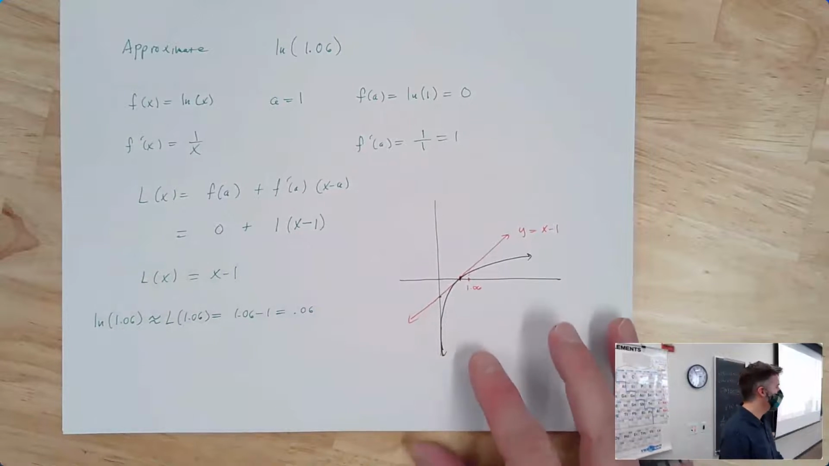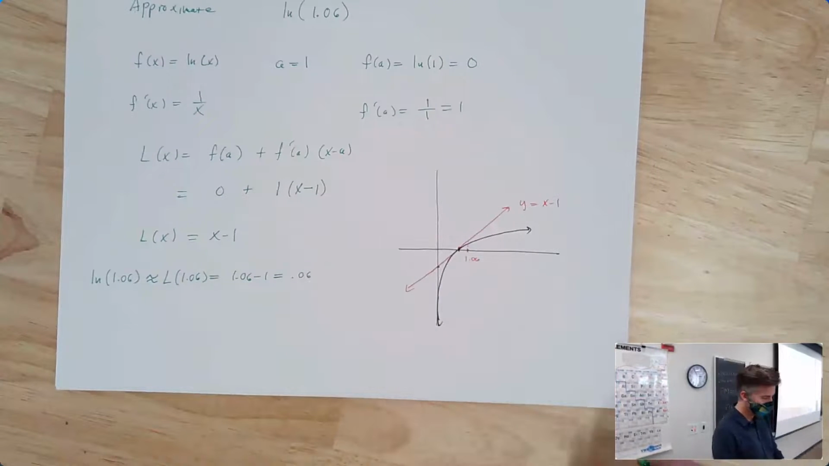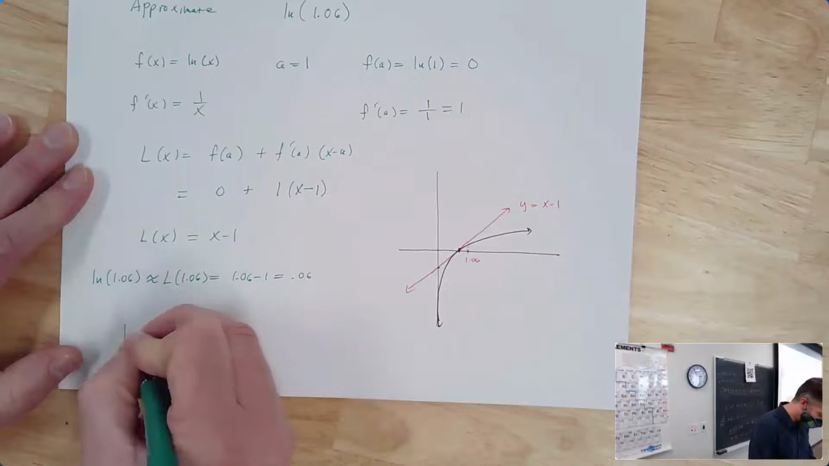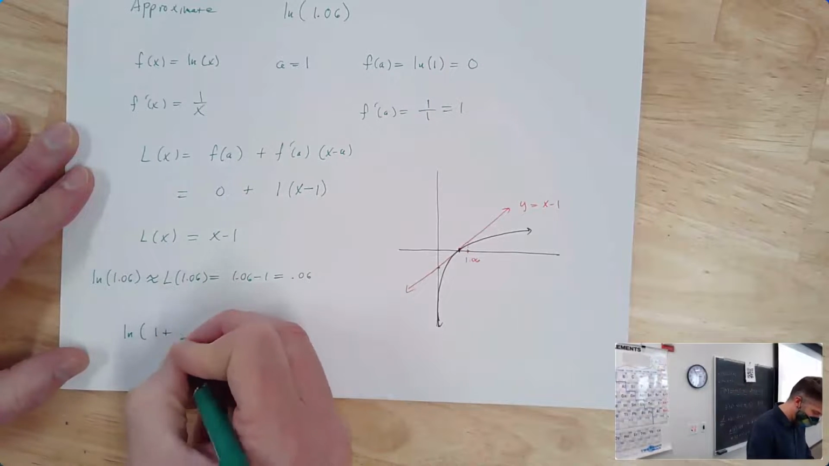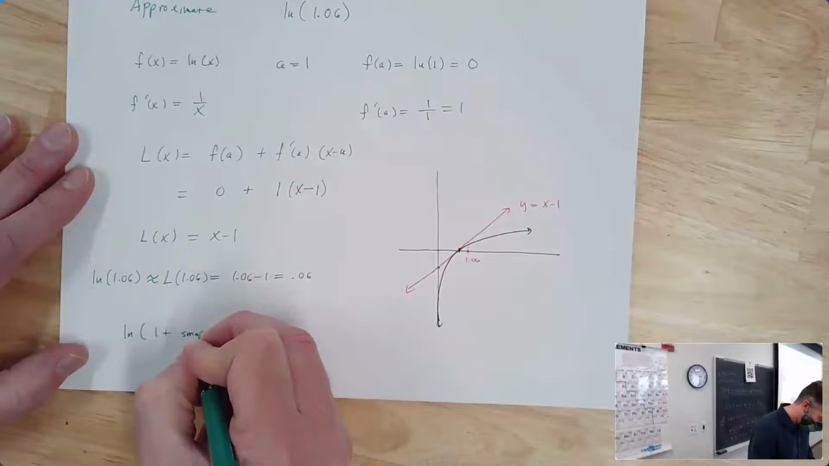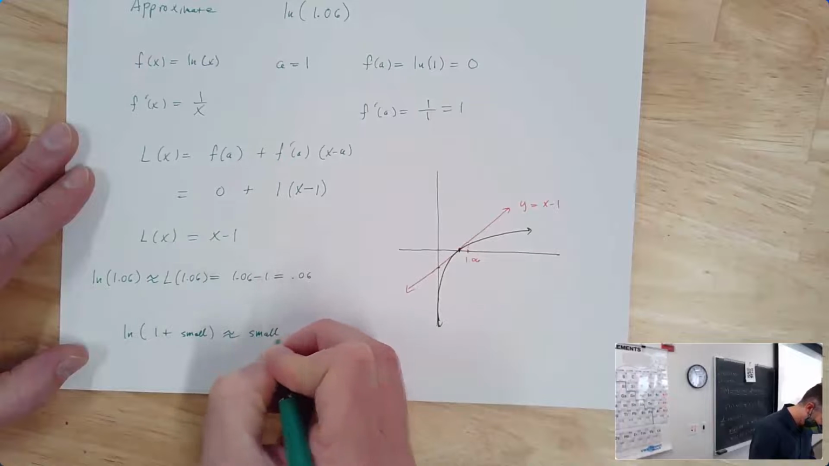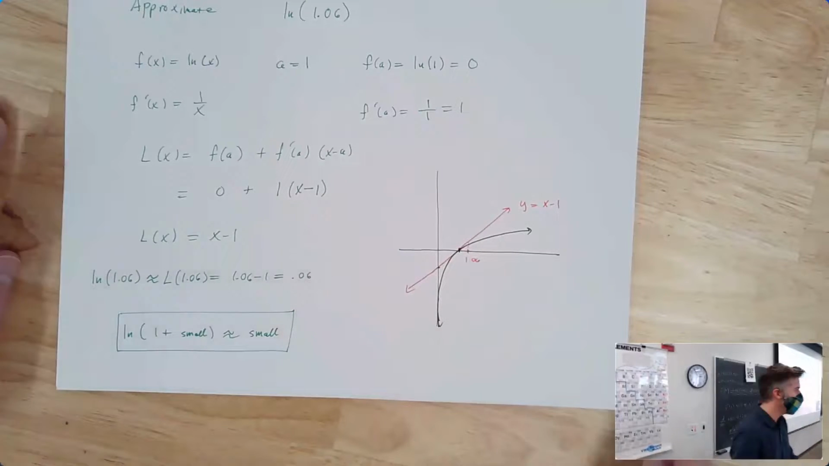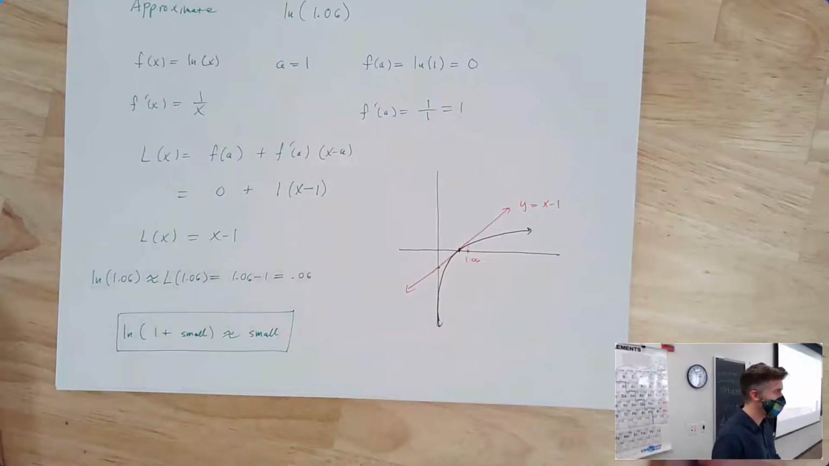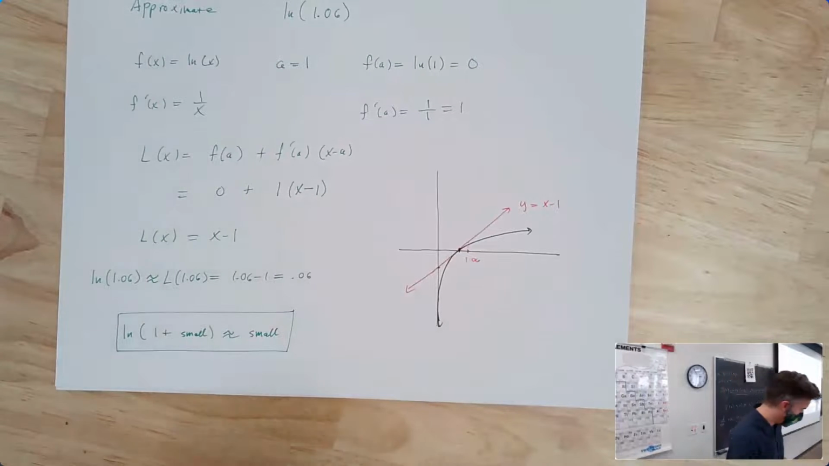It is a common approximation that the natural log of 1 plus a little bit, a small number, is approximately the small number. That's a useful fact that comes up semi-frequently. Yeah, we got time.